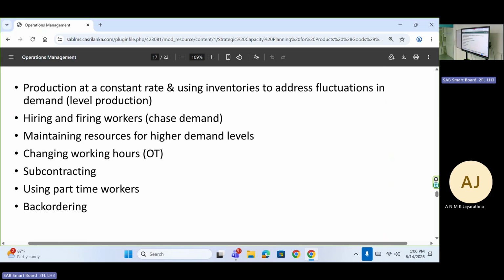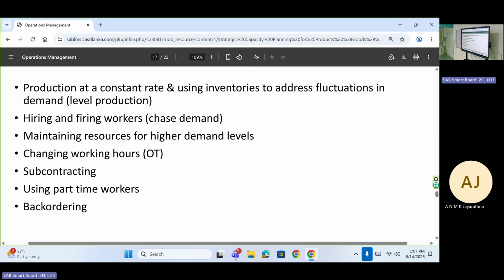Then hiring and firing workers. That is also possible: if they want to expand capacity, they can hire employees. At the same time, if they want to reduce the capacity, they can fire employees. Then make resources available for higher demand levels, right? Capacity cushion or something like that. Then changing working hours, like applying overtime, OT, going for subcontracting or outsourcing. Then using part-time workers or contract-basis workers.